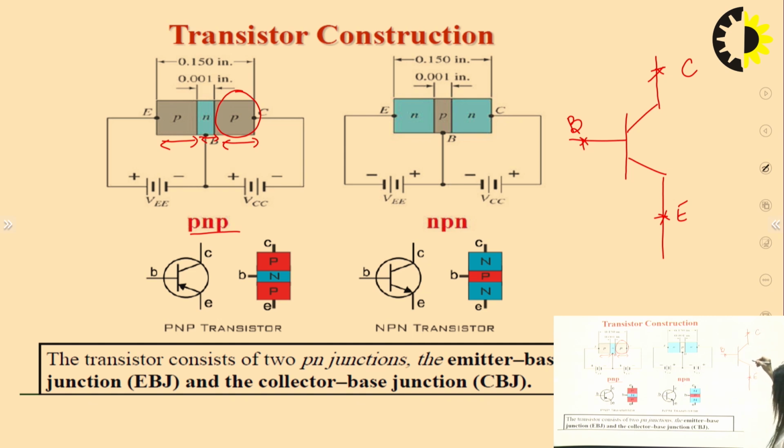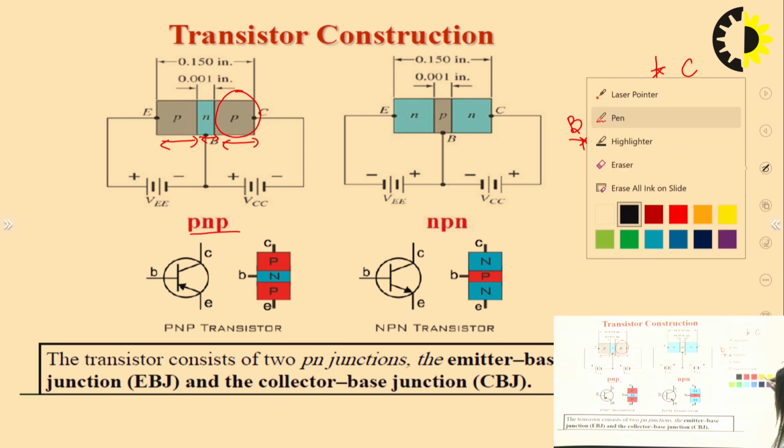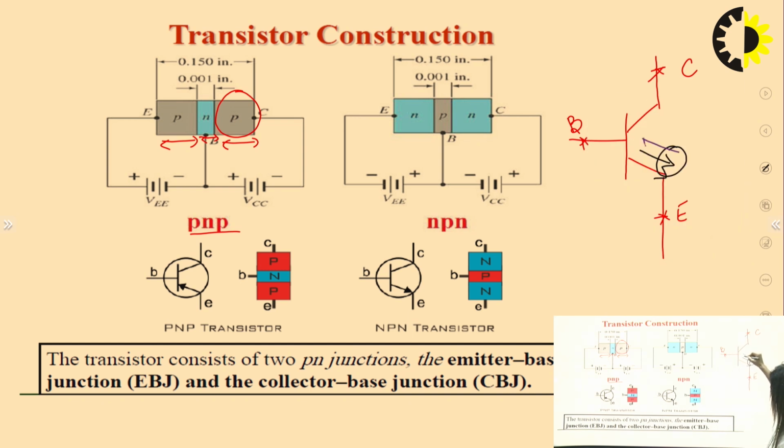And then if it is an NPN transistor, the arrow would be like this. And if it is PNP, then the arrow would be like this. Okay. So here it is shown that in NPN the arrow is towards the emitter, and in PNP the arrow is towards the base. So this is how the symbols are made for the transistor. Now here one more thing I would like to tell you, that this is the base point, this is emitter, and this is collector, right?